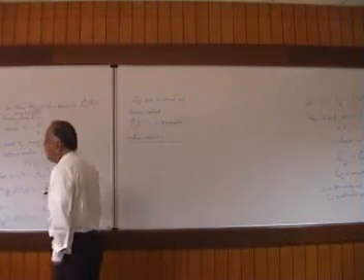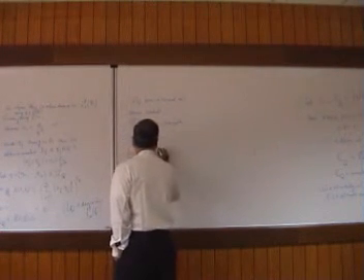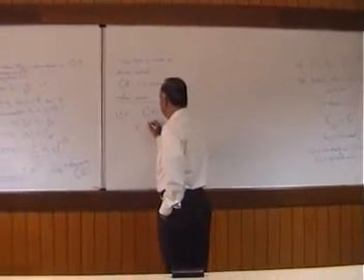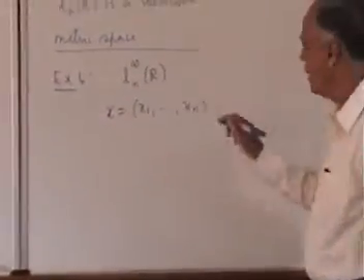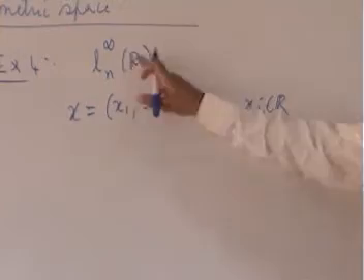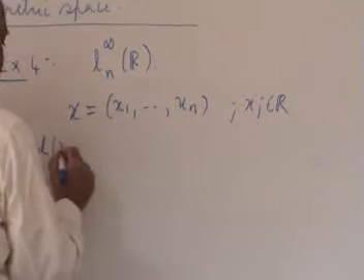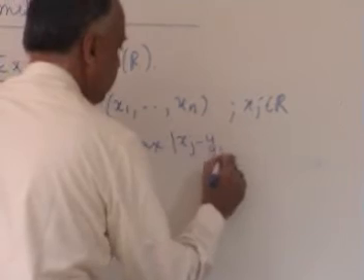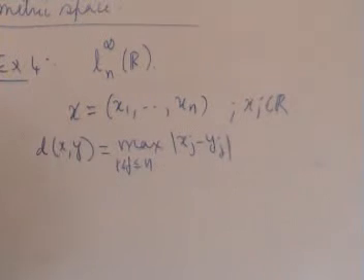Alright, so what about L infinity? This is example 4. What is L infinity n r? This is the set of all vectors, again, with n components, real numbers. So this always says how many components, this says where the components are from. And this is the one that tells what the metric is. What is the metric here? It is the maximum of the difference.